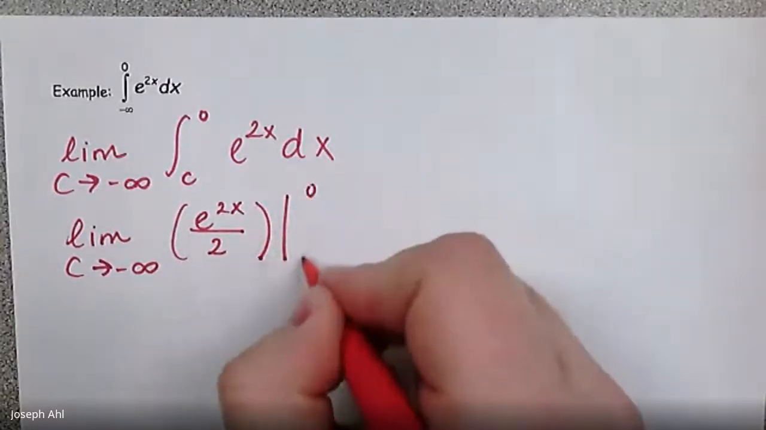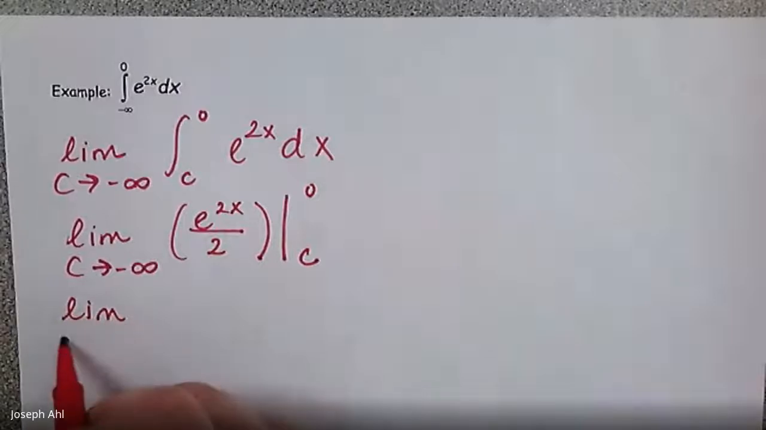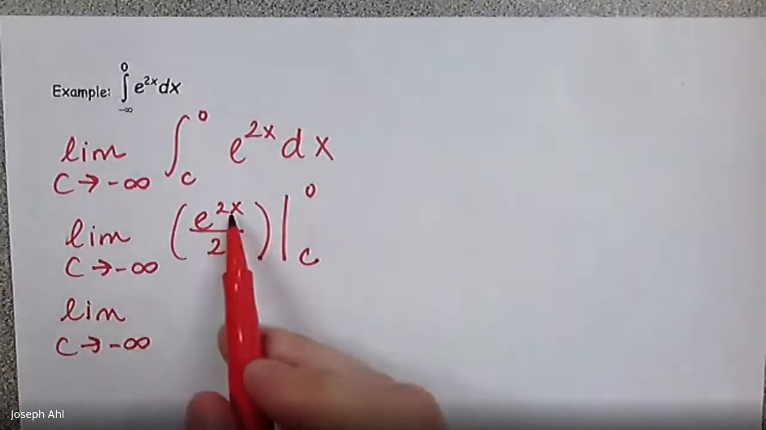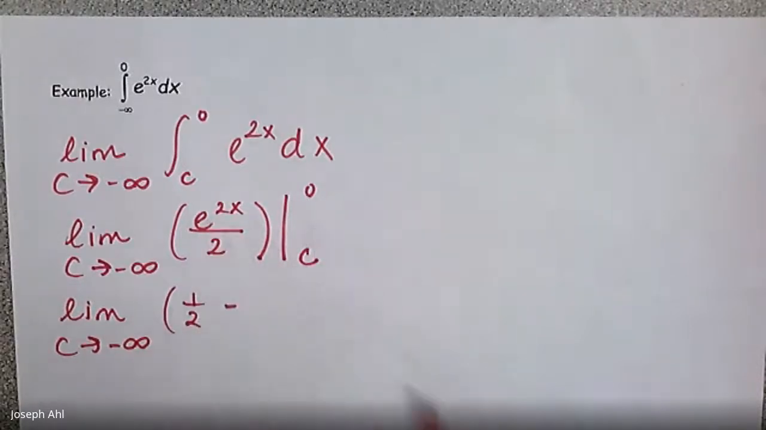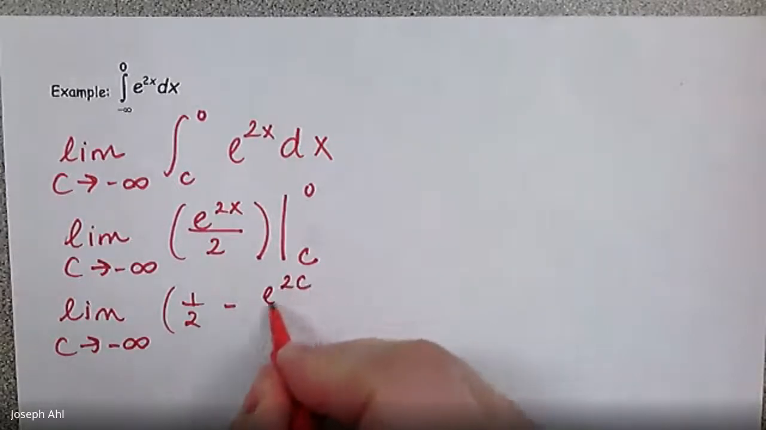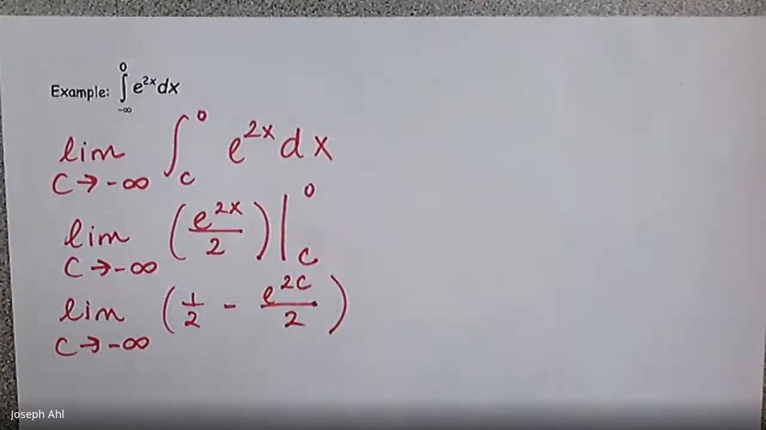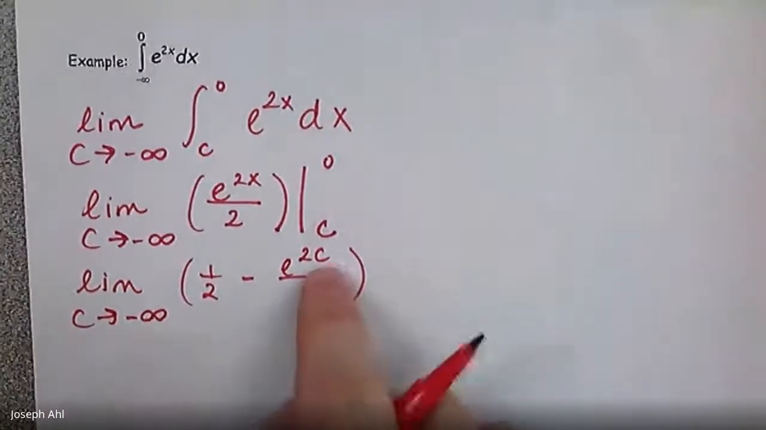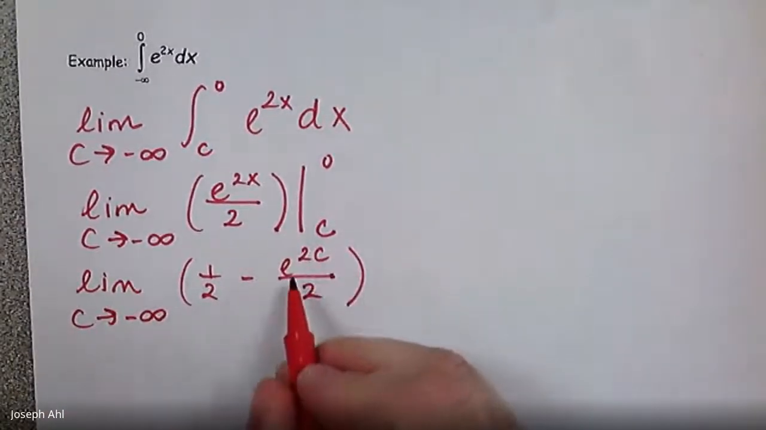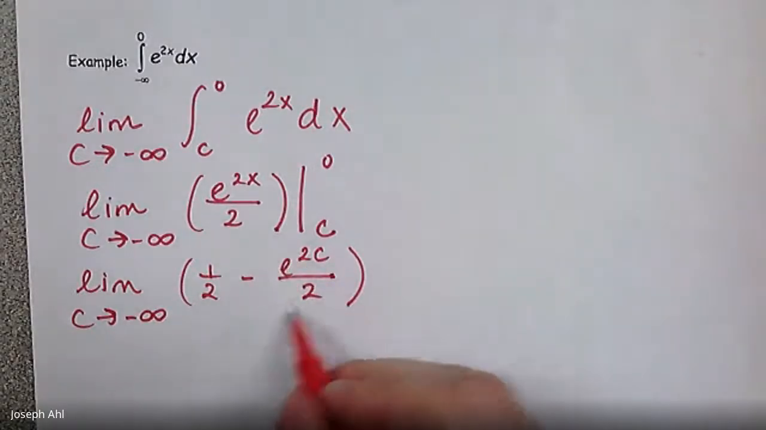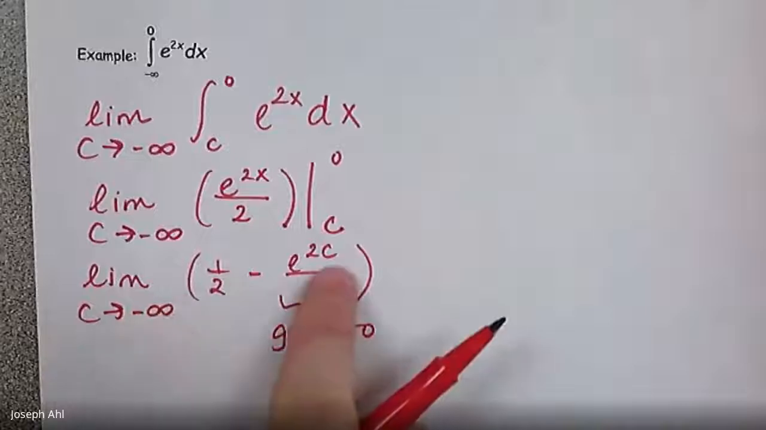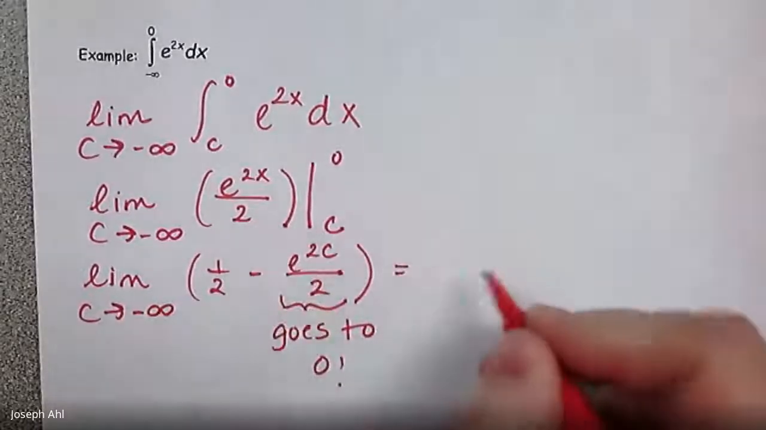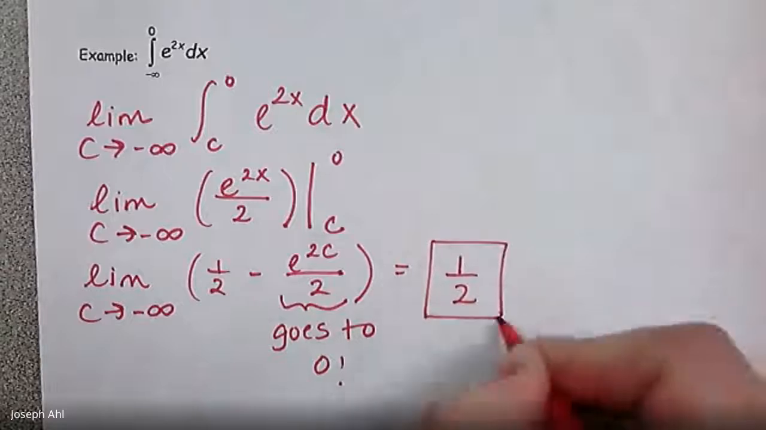And we're going to plug in our bounds of 0 and c. So it's the limit as c approaches negative infinity of, for the first part, when I plug in 0, e to the 0 is 1, so it's going to be 1/2 minus. Then I'm going to plug in c, so that's going to become e to the 2c over 2. And as c approaches negative infinity, this exponent becomes very largely negative, so we can write that as 1 over e to that power, which is going to get closer and closer to 0. So as c goes to negative infinity, this whole term goes to 0, and thus 1/2 minus 0 means that this converges to 1/2.